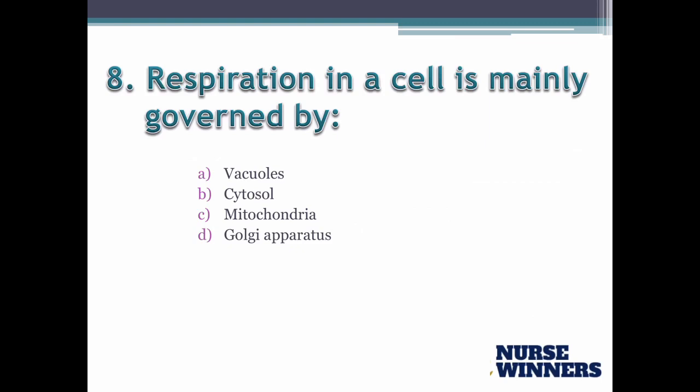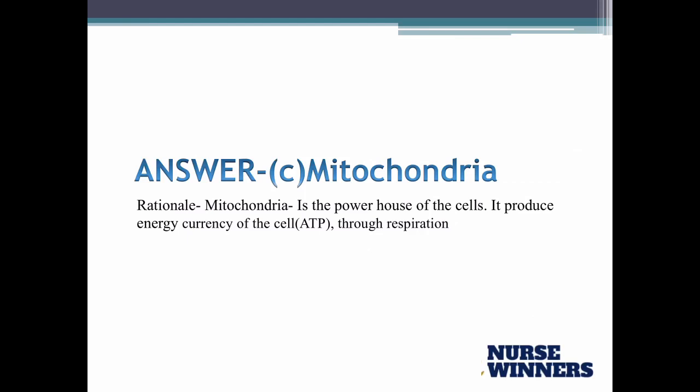Eighth question. Respiration in a cell is mainly governed by options: A. Vacuoles, B. Cytosol, C. Mitochondria, D. Golgi apparatus. The right answer is option C, mitochondria. Rationale. Mitochondria is the powerhouse of the cell. It produces energy currency of the cell, that is the ATP, through respiration.